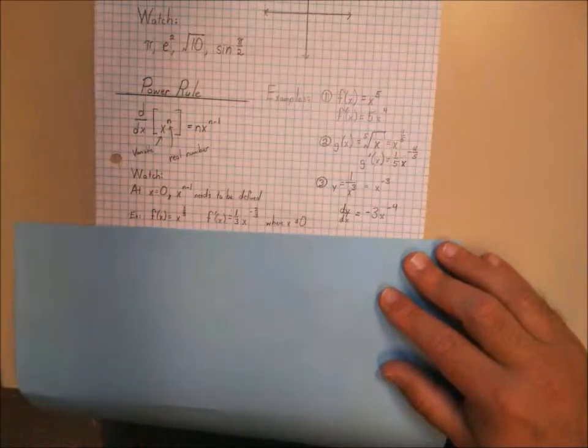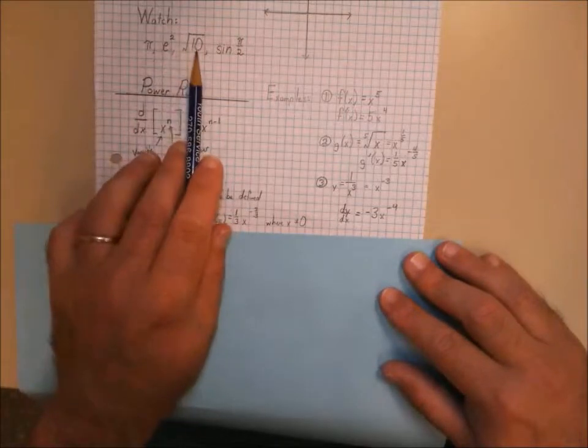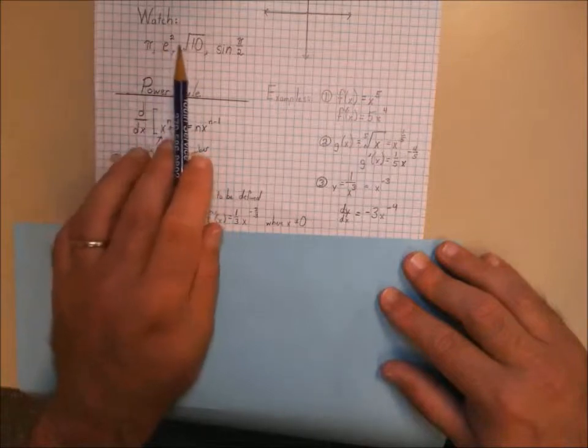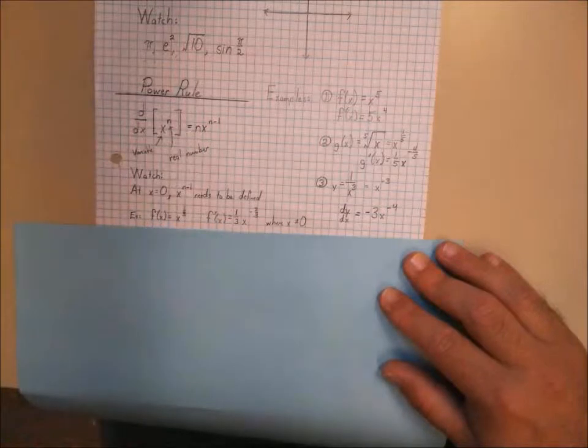In fact, like as I said before, the biggest problem with the power rule is people will use it when you cannot use it. For example, up here at e to the second, changing that to 10 to the 1/2, that's a common occurrence, people using the power rule when you cannot use it.